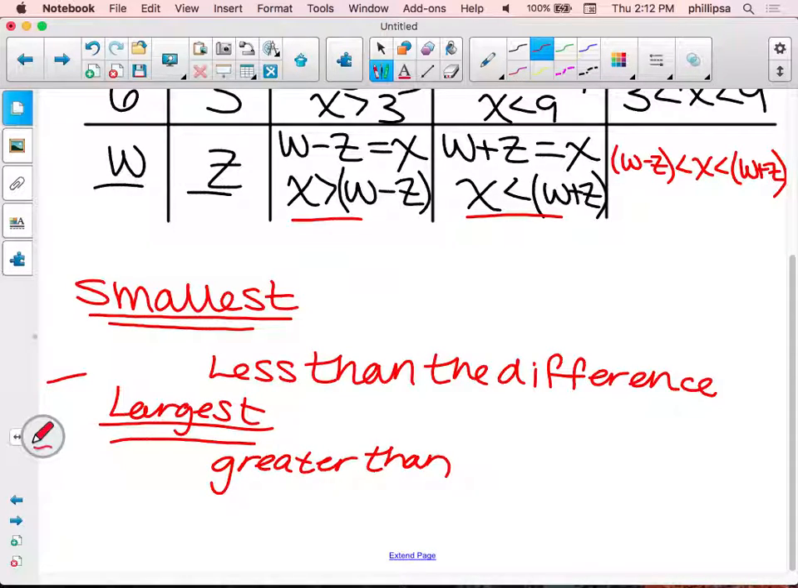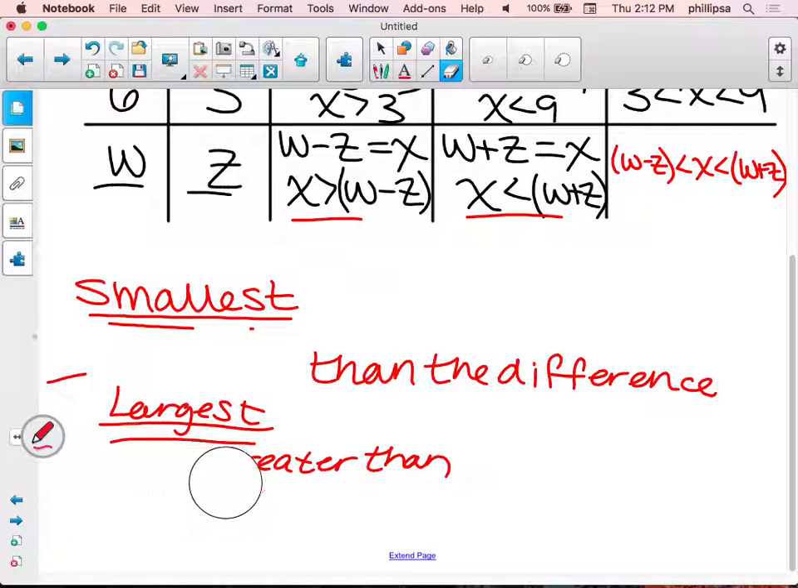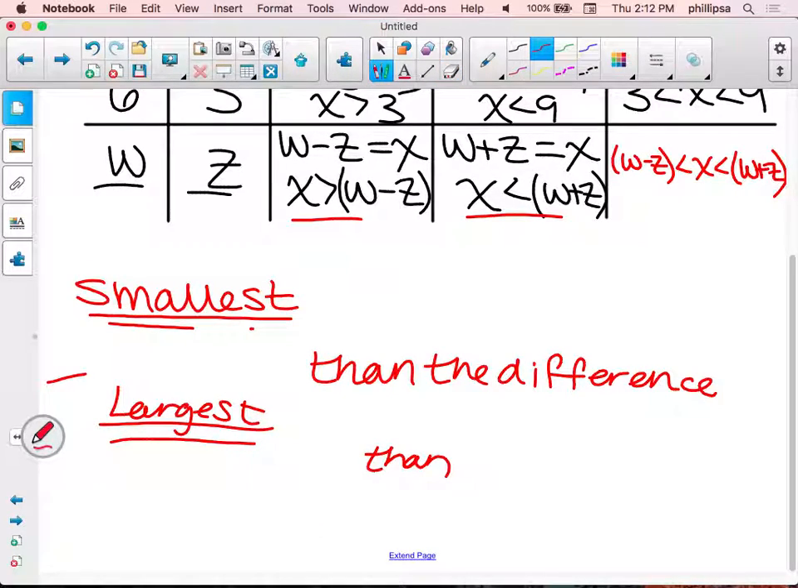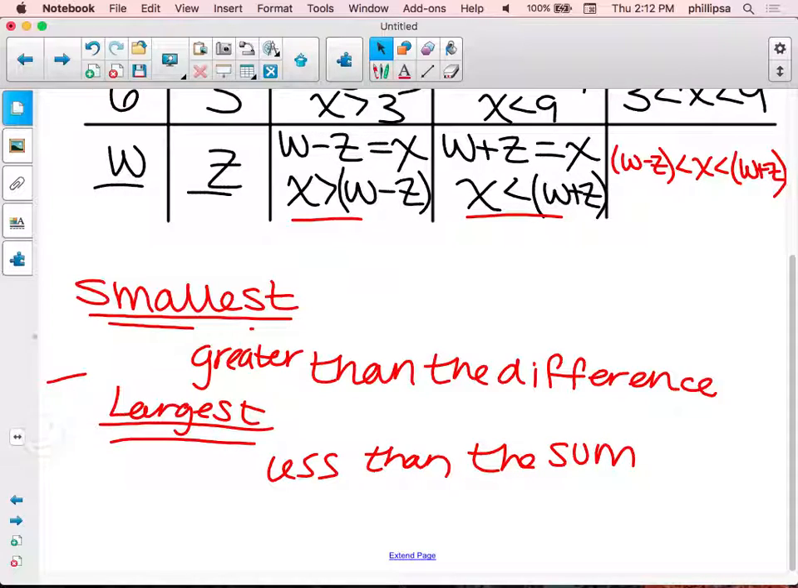Wait a minute, I wrote that. When were you guys gonna stop me? Stop. Less than the sum. Okay? Smallest possible side has to be greater than the difference. The largest possible side has to be less than the sum.